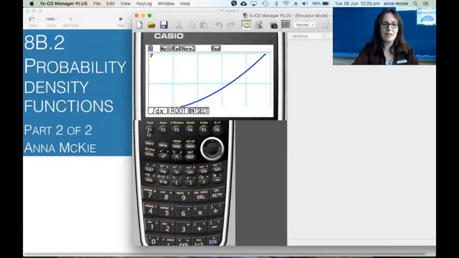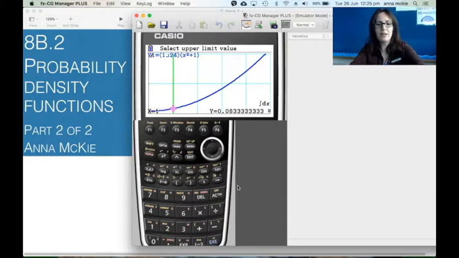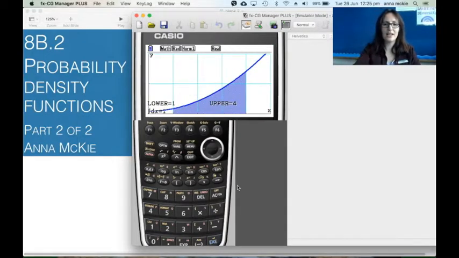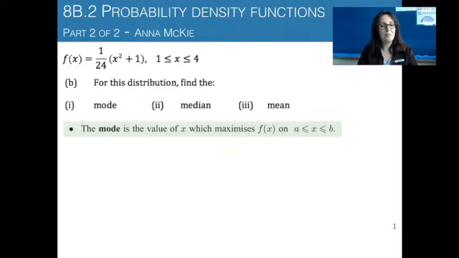So we're going to check that, and it's asking for our lower limit value of 1, our upper limit value of 4. Ta-da! As you can see here, the area under that curve is 1, so yes, it is a PDF. The next step we're going to work out is the mode. The mode is the value of x which maximizes the function in that domain.